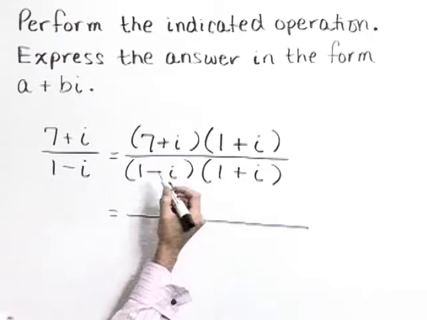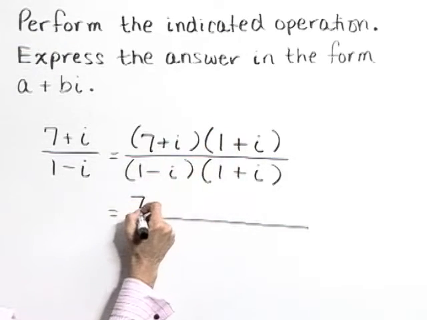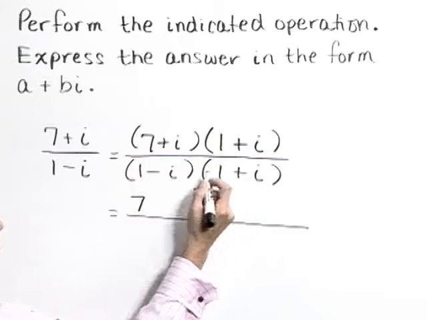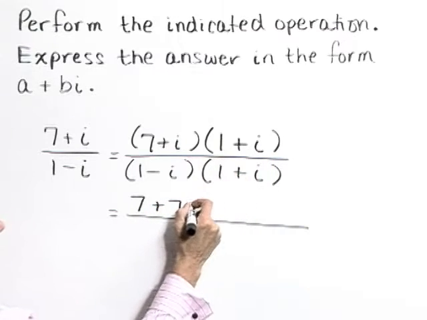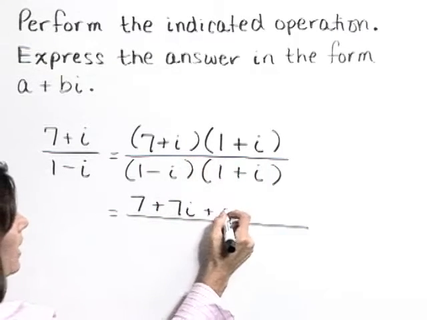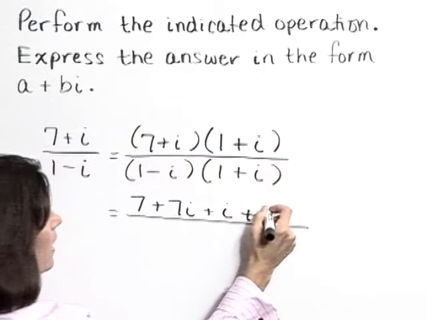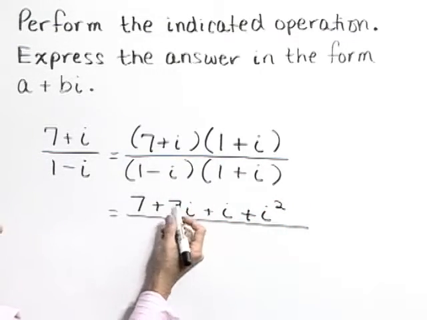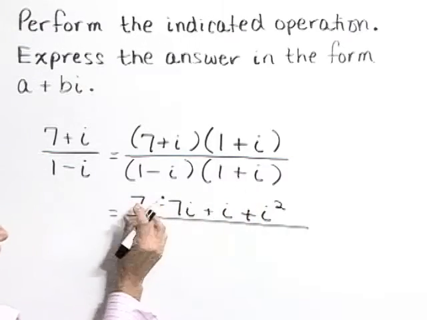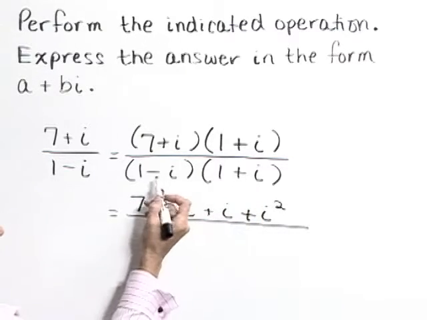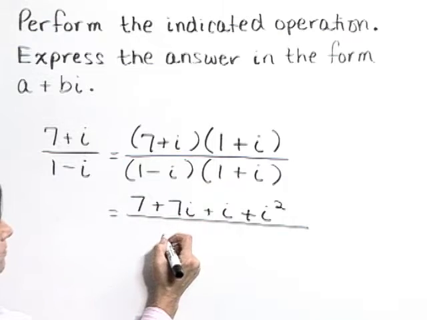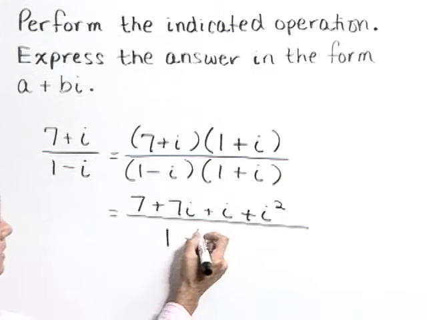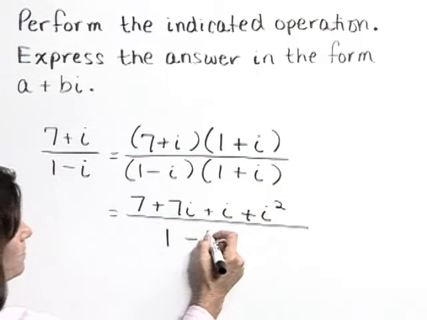Foiling in the numerator gives 7 plus 7I plus I and plus I squared. Foiling in the denominator, our inner and outer products are going to cancel out, leaving us with a 1 squared, or 1, minus I squared.